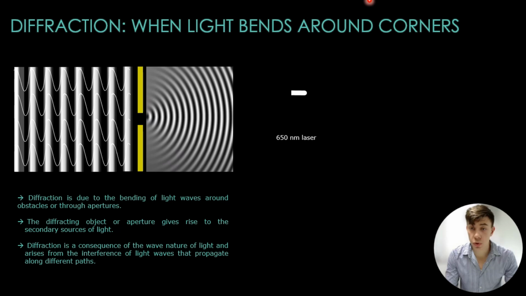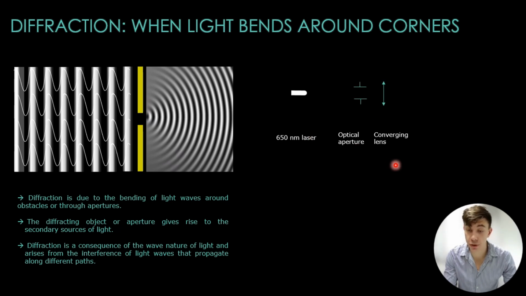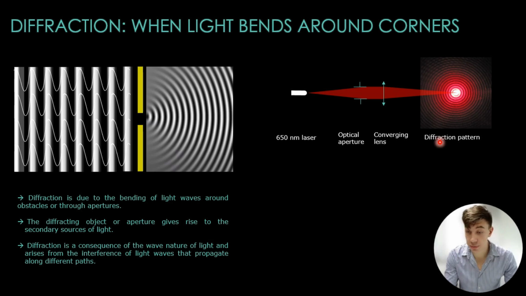So let's do a simple experiment. Let's say we have a red laser of 650 nanometer wavelength. We have our optical system made of optical aperture and converging lens. Let's shine a laser through our optical system. Our lens will converge our point laser source to a point, ideally. However, we won't observe a point. Instead, we'll observe some sort of ring-shaped pattern, and this is what we call diffraction pattern.